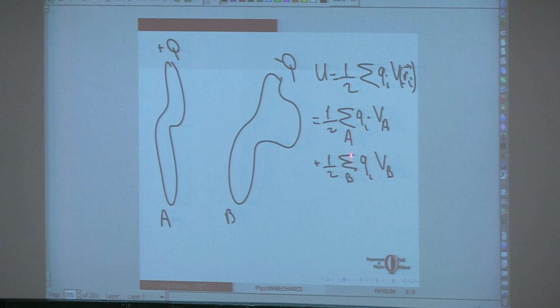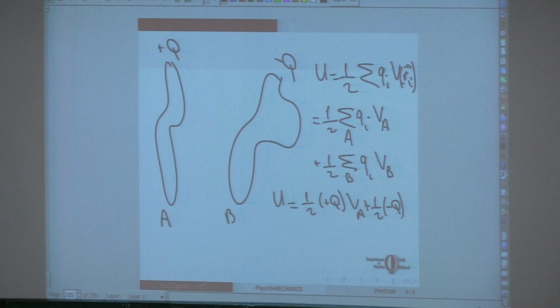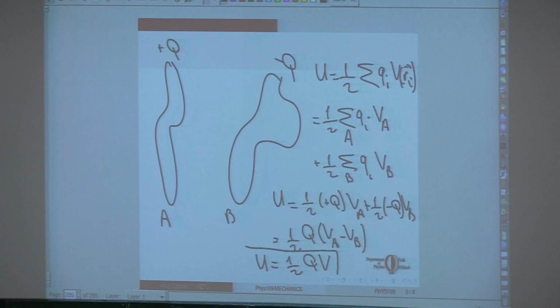Now, the sum of all the charges in conductor A is nothing but plus Q. The sum of all the charges in conductor B is nothing but minus Q. So the potential energy of this system is nothing but 1 over 2 times plus Q VA plus 1 over 2 times minus Q VB, or 1 over 2 Q times (VA minus VB), 1 over 2 Q times V. Well, remember V, when we were discussing the capacitors, we used to denote the potential difference between the two plates of the capacitor. So this is the potential energy stored in this system.